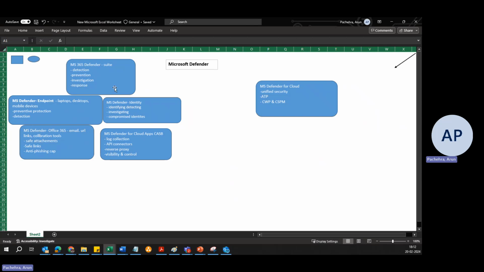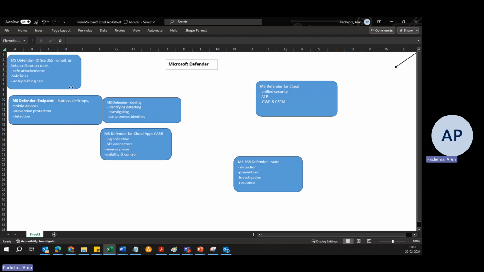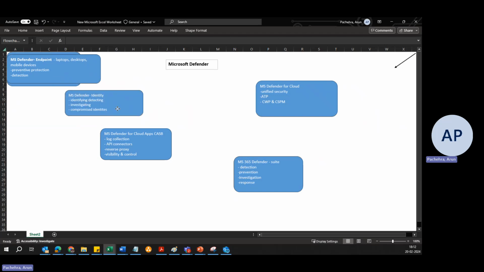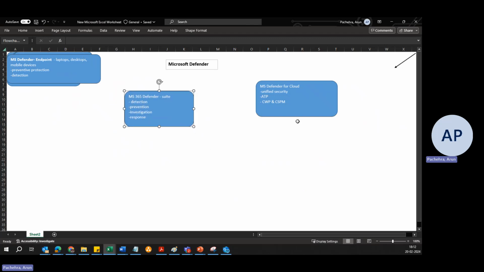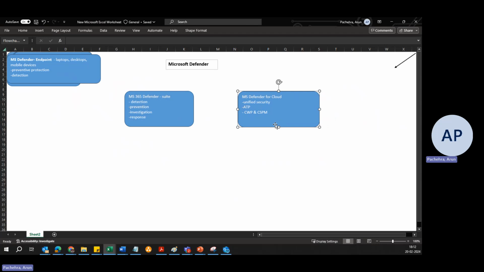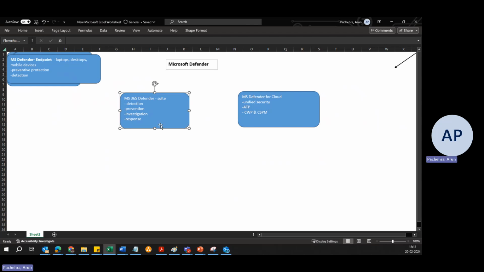Now, if you would like to talk about a little bit between these two, let me put all these here. Let's talk about these two. We are just trying to understand these products, nothing else. Okay. So if we talk about this, Microsoft Defender for Cloud does not fall under the umbrella of Microsoft 365. While both are part of Microsoft Defender, they serve distinct purposes and target different aspects of cyber security.